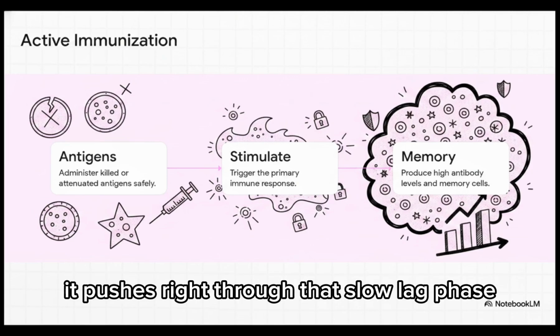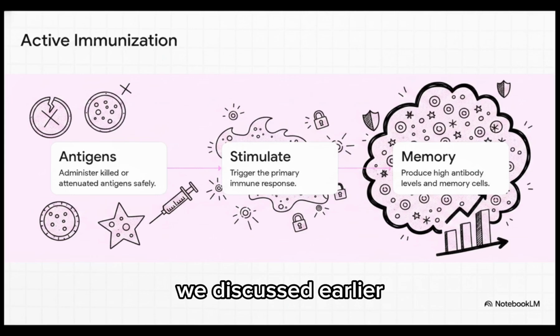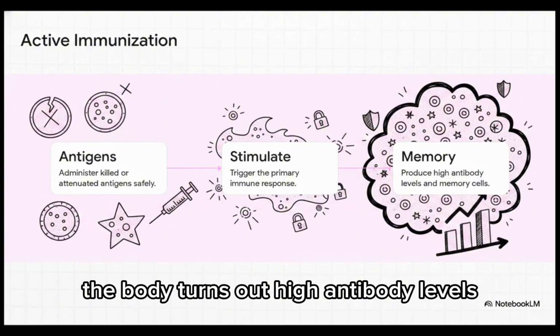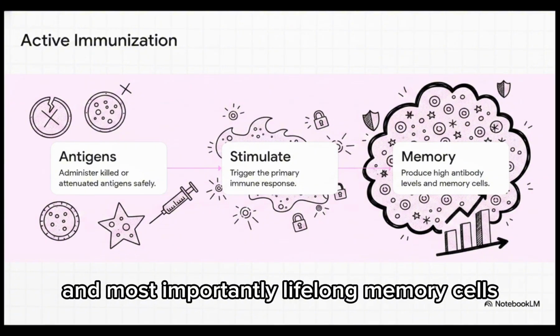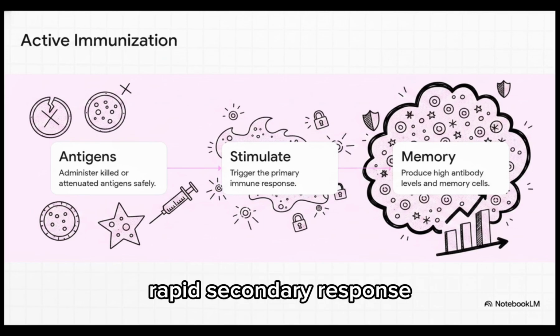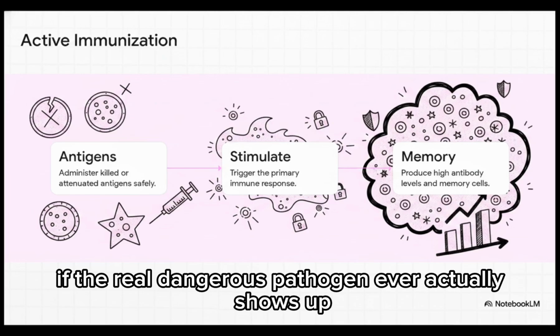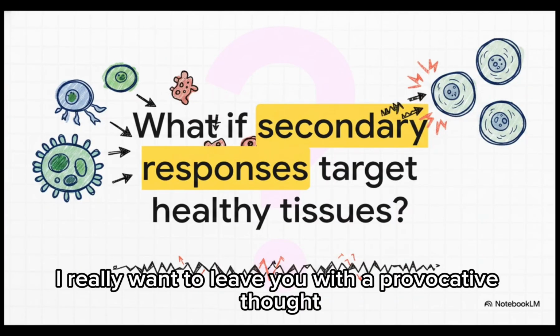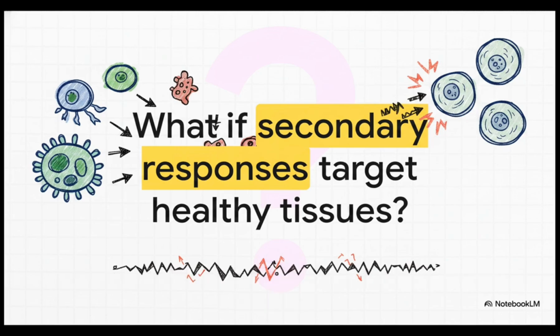It pushes right through that slow lag phase we discussed earlier, totally skipping the danger of real disease. And finally, step 3, the body churns out high antibody levels and, most importantly, lifelong memory cells. The host is now permanently primed for that massive, rapid secondary response if the real dangerous pathogen ever actually shows up.